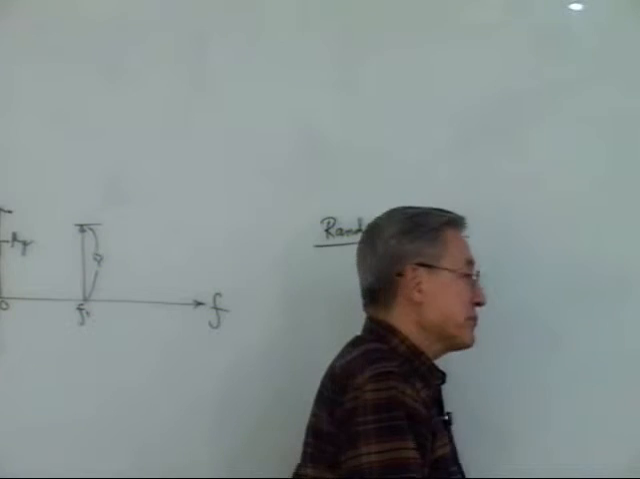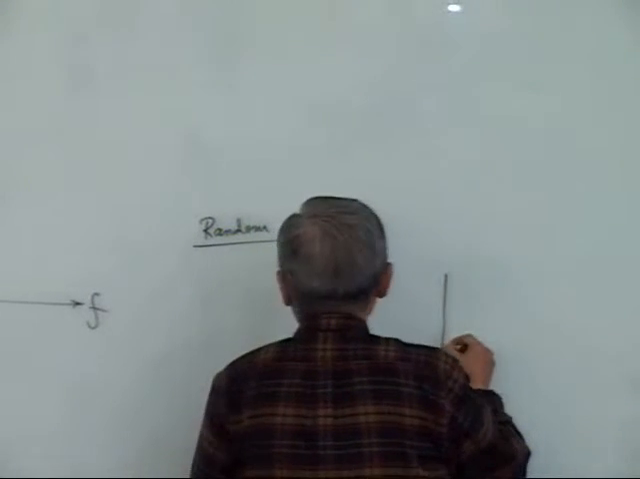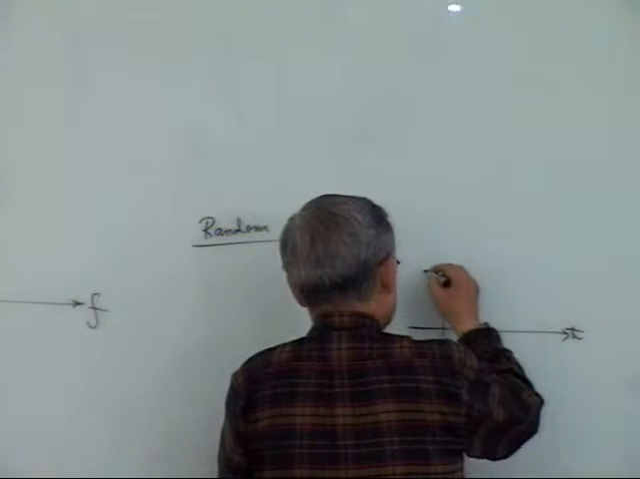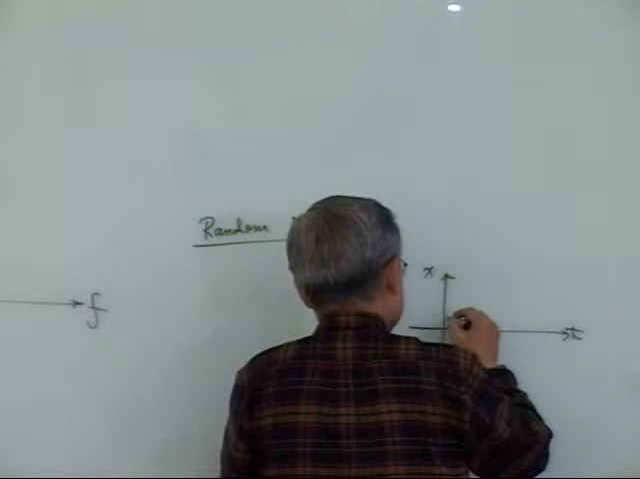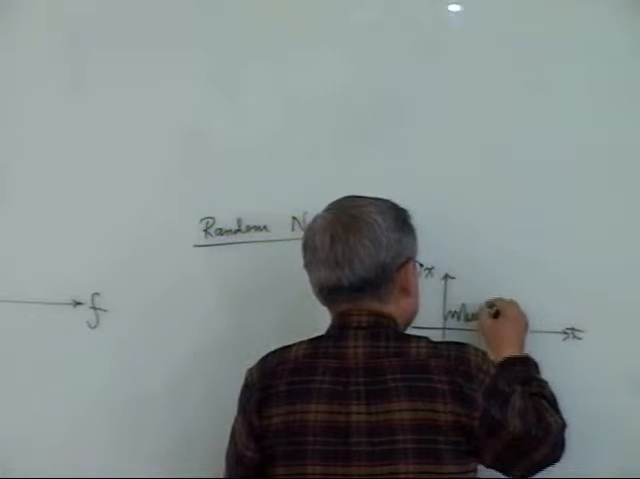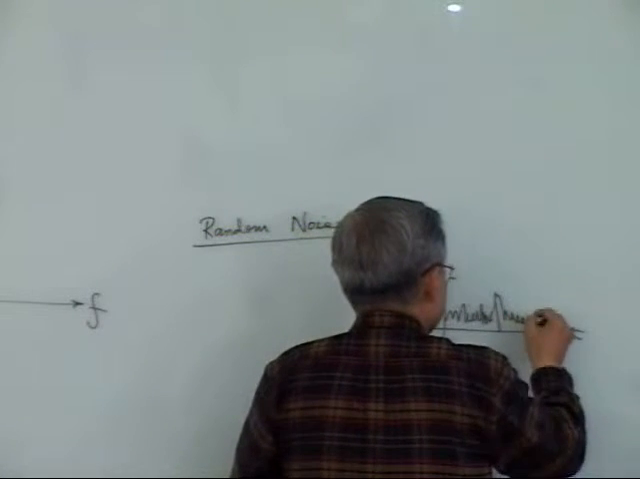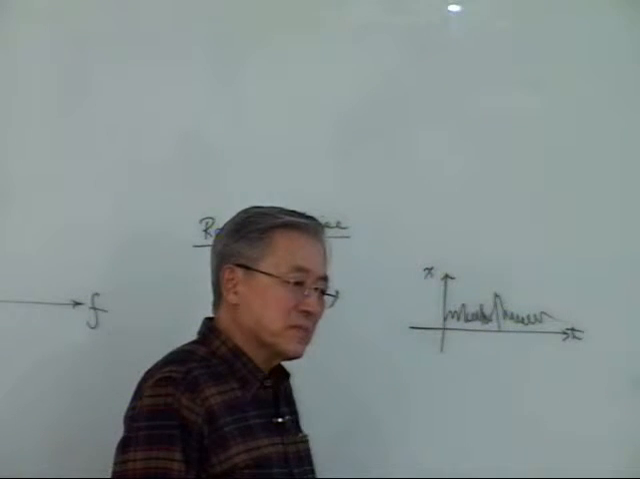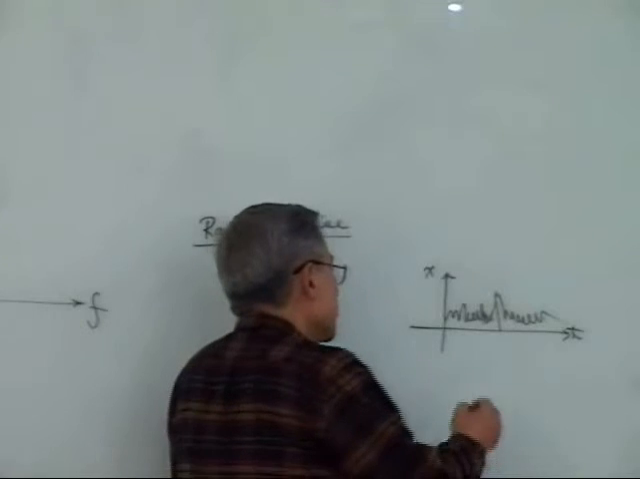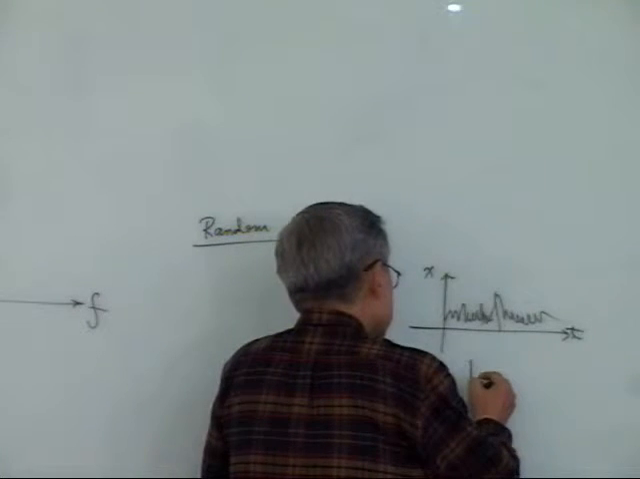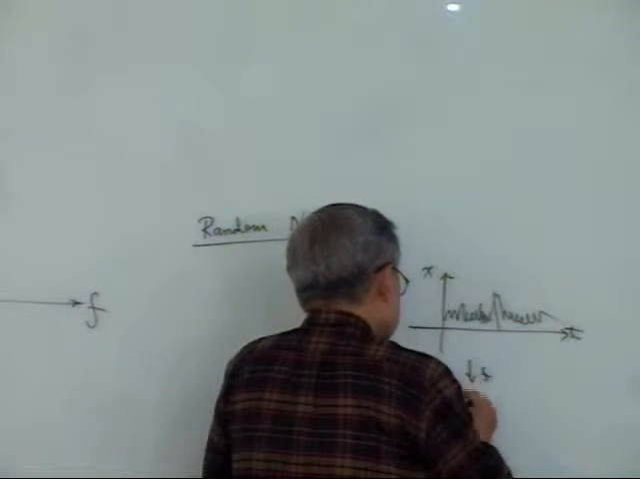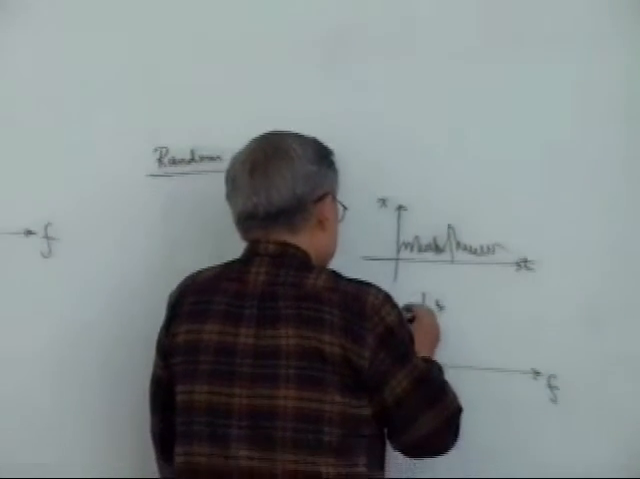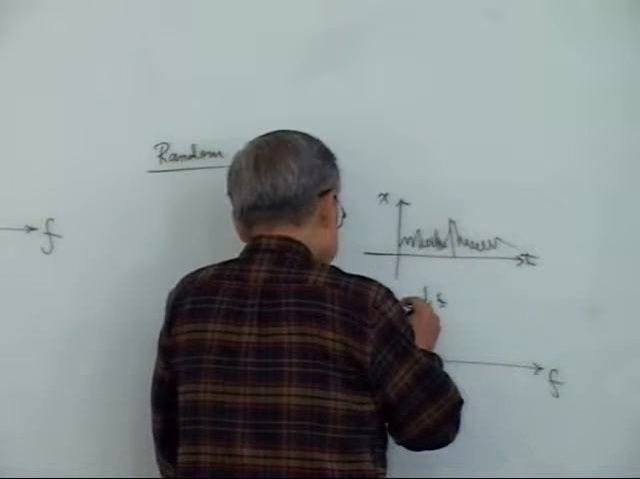Random noise, of course, if you look at the signature in the time domain, here, let's say x(t), then of course it's random. You have lots of oscillation, not a sine. Random means when you throw this into the frequency domain, then you can have f. This is x.